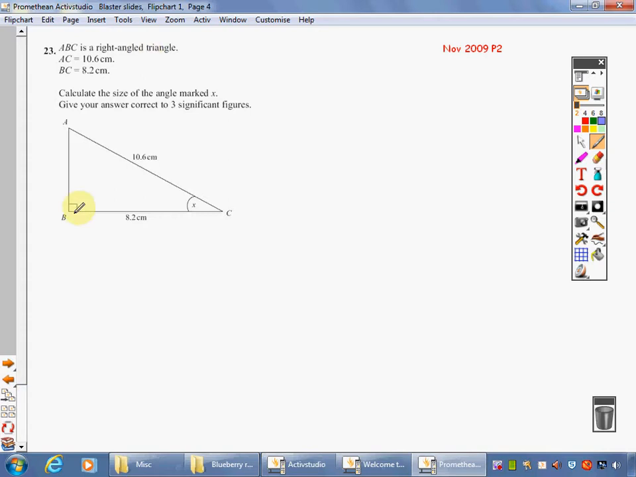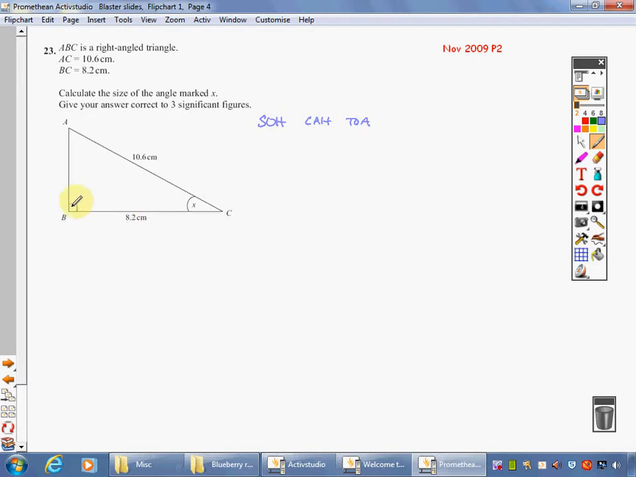ABC is a right angle triangle. That's crucial. That's telling me that if I need to, I can use Pythagoras or I can use right angle trigonometry, SOHCAHTOA. Calculate the size of the angle marked x. Now, as soon as it's the size of an angle, the amount of an angle, I've got to go into trigonometry. So, SOHCAHTOA.